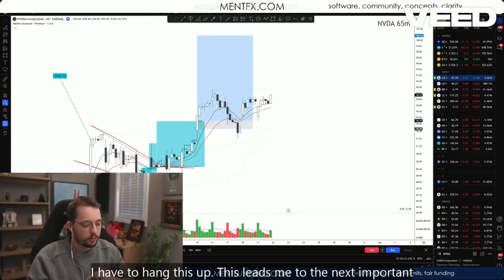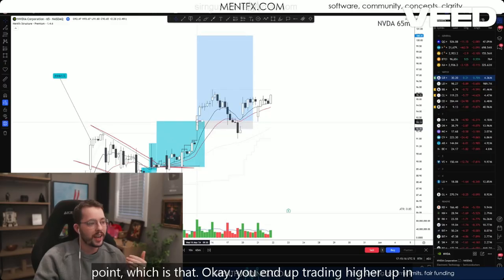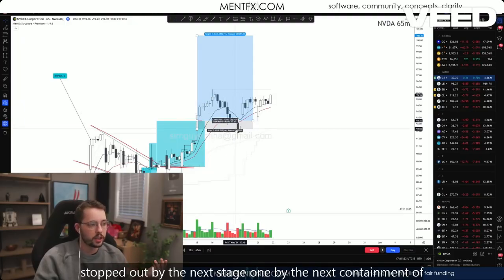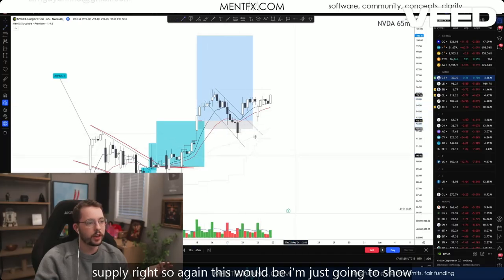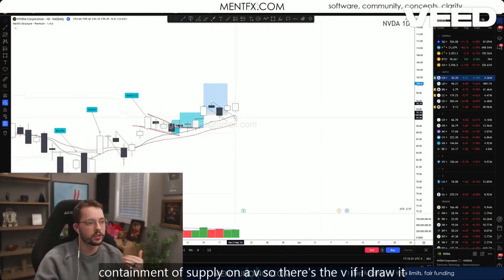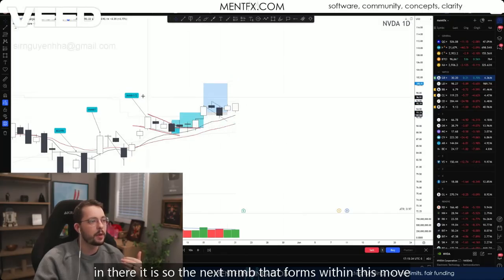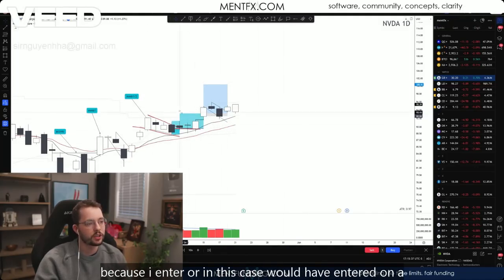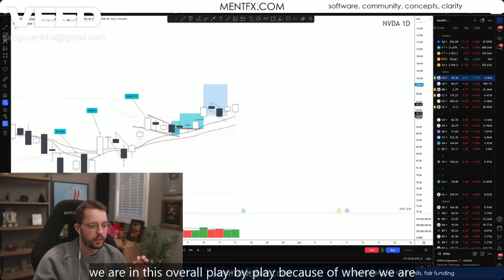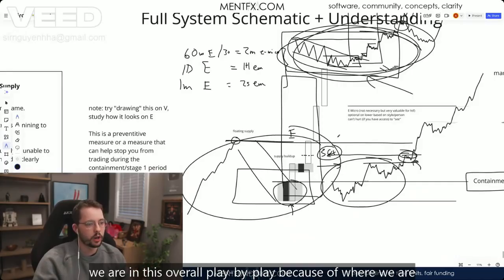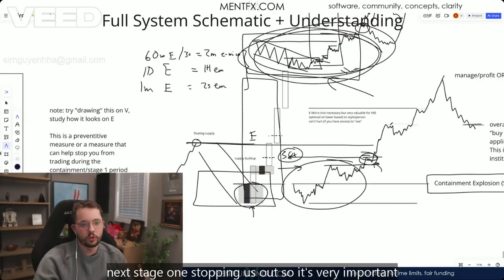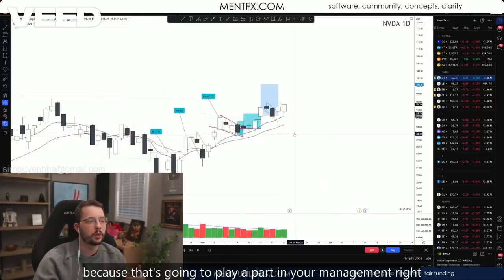This leads me to the next important point, which is that if you end up trading higher up in the E micro range, you have a higher likelihood of being stopped out by the next stage one, by the next containment of supply, right? So again, I'm just going to show you this on the daily because I want you to learn to use the containment of supply on a V. So there's the V. If I draw it in, there it is. So the next MMB that forms within this move, because I enter, or in this case would have entered, on a higher basis of where the E micro is happening, of where we are in this overall play-by-play, entering like here, we up the likelihood of the next stage one stopping us out. So it's very important because that's going to play a part in your management, right?